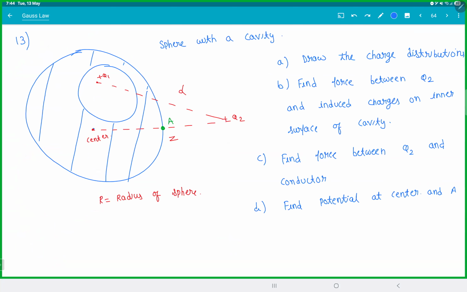There's a fourth part. Can you find the potential at the center and point A now? I hope everyone is getting why these questions are a little different. These are not like any problems that we have done before. It's all statements only. Can you find the potential at the center and point A? A is a point on the circumference.